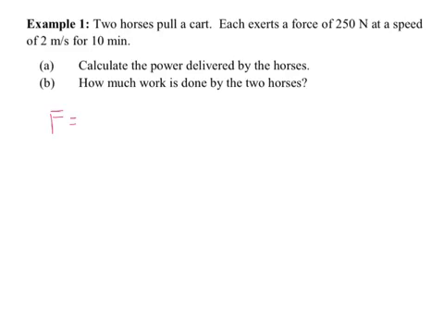Per horse, right? So how many newtons altogether? Again, there's two horses. They're each pulling with 250 newtons. So how much pull is really happening here? Because we're looking at all together the power delivered by the horses, not the horse, singular. Horses. Okay, 500 newtons of force. What is the speed? 2 meters per second. And then finally, what about the time? 10 minutes.